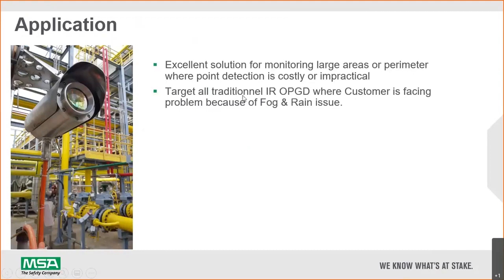Traditional IR point and open path is where customers are facing problems because of fog and rain, which we talked about with LNG Kochi. They were suffering with fog. So anywhere they are using traditional IR, they will be facing problems because of fog and rain. So target those customers, and I'm sure you will be successful with them.